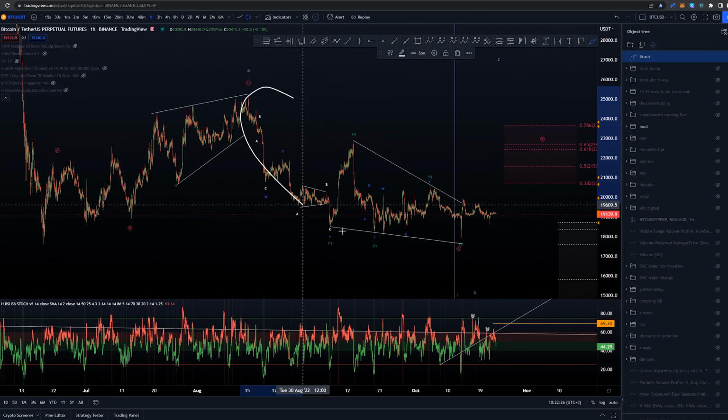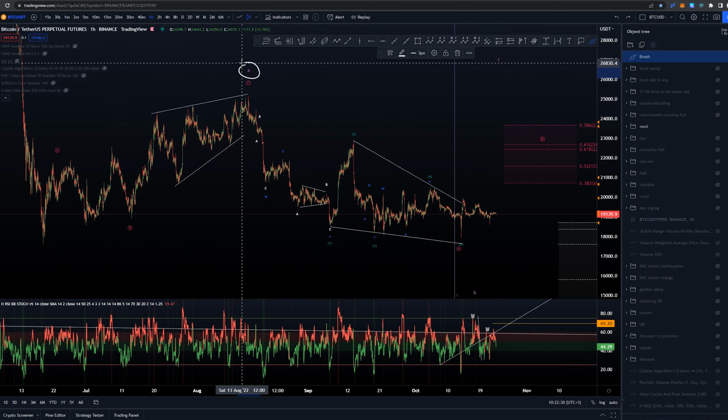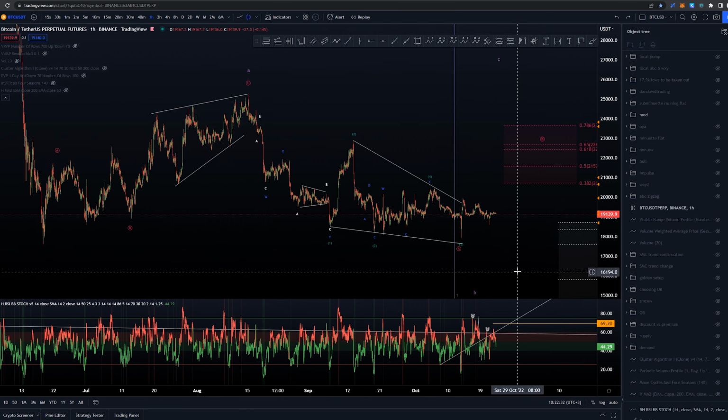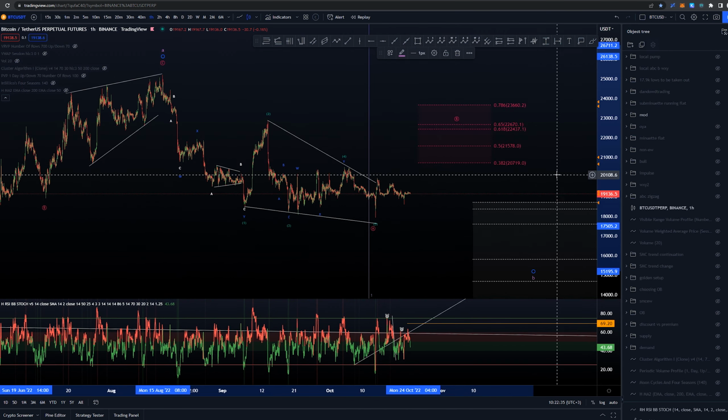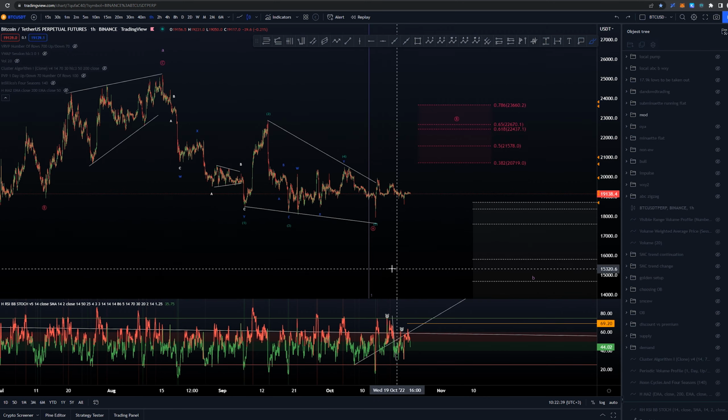Again, this is a motive wave structure, this diagonal. It can't be a B wave. Even if we had this A wave here, we have to be labeling this as another smaller degree A wave, because again, this is a 5-wave structure. So this is a start or an end of something.